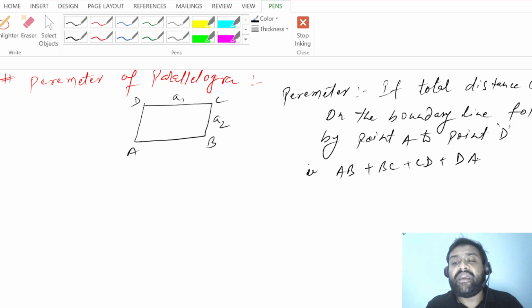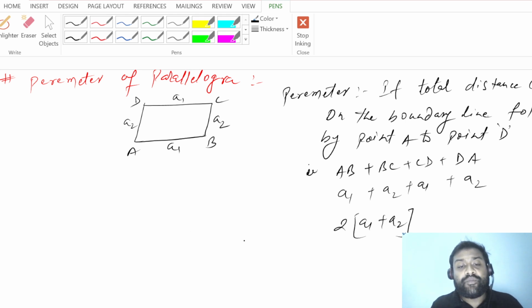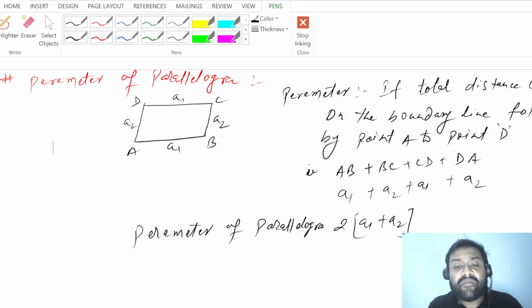D to A. Okay, so AB is A1, this is also A1, this is A2, so this will also be A2. So this is A1 plus A2 plus A1 plus A2. So we have 2 times A1 plus A2. So the perimeter of a parallelogram is 2 into A1 plus A2.